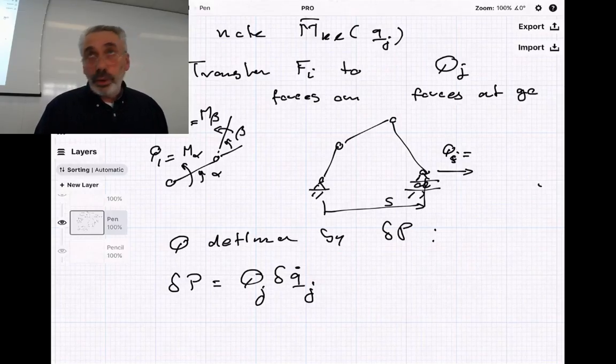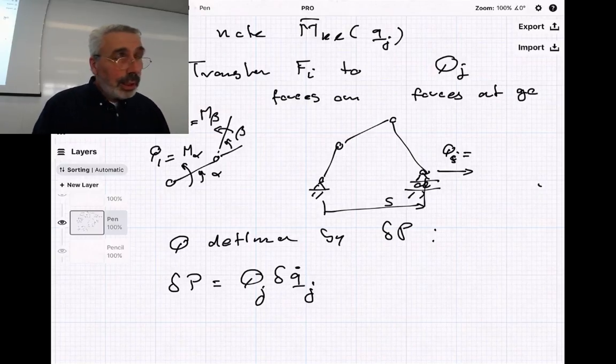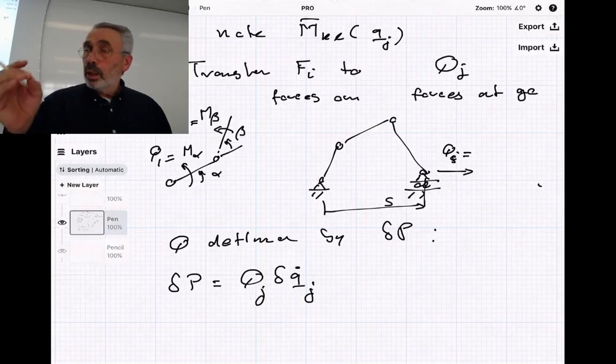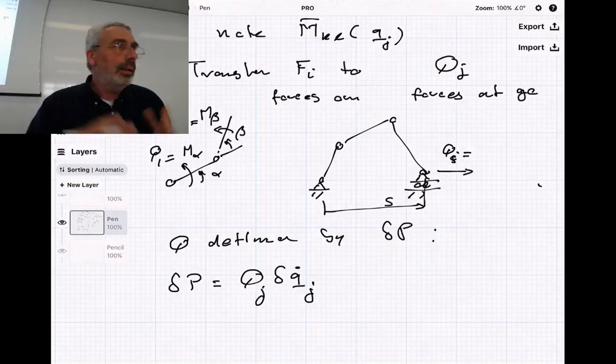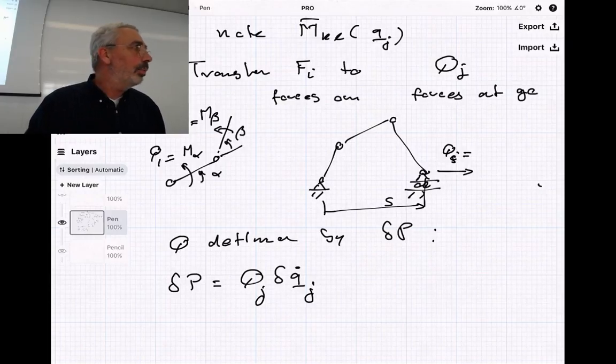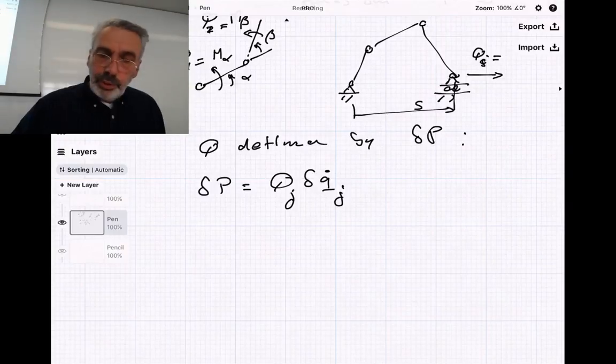The same as with the Lagrangian multipliers. You also have trouble interpreting them, but you can do that easily by just writing down the static equations, assuming my Q is 1. How do the forces look like? Then I identify that multiplier as a force in that joint, and the same holds for generalized force. Okay, so we have these generalized forces.